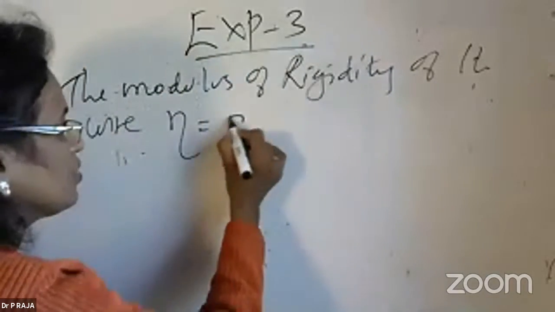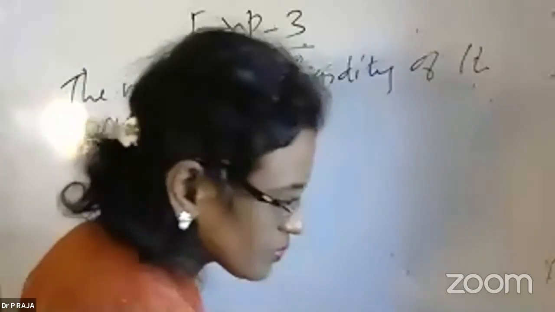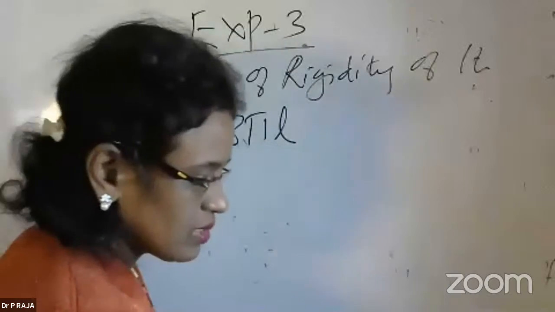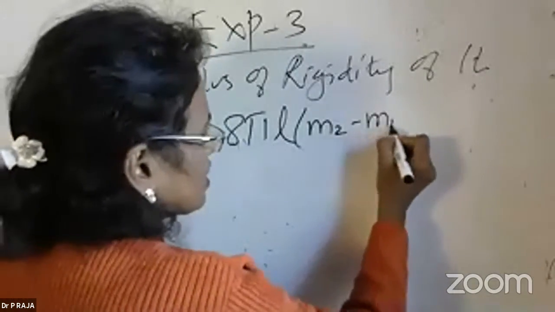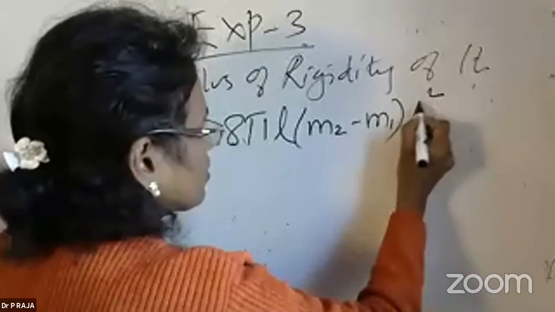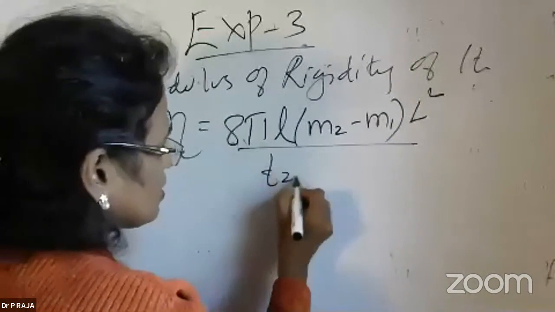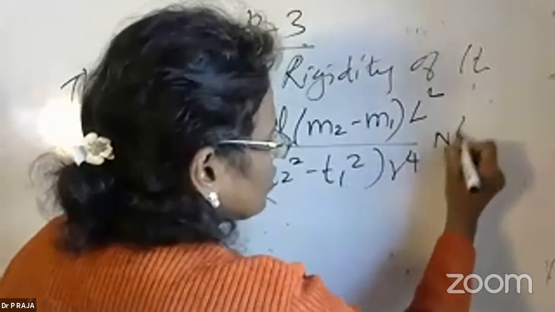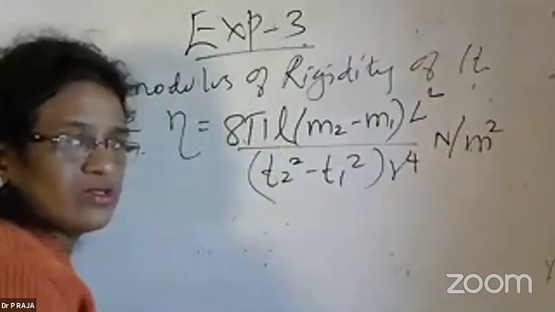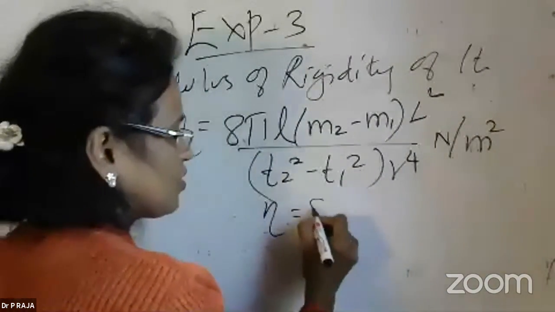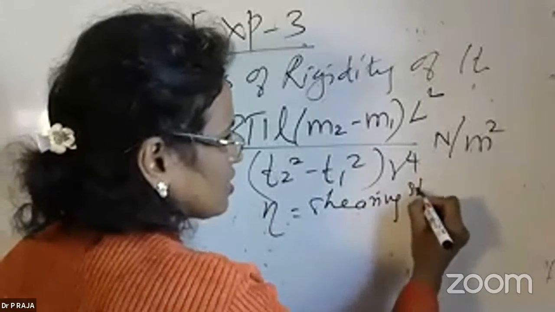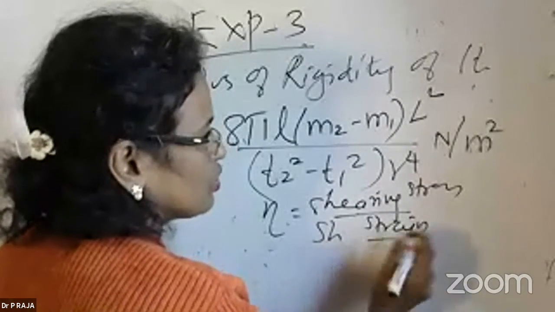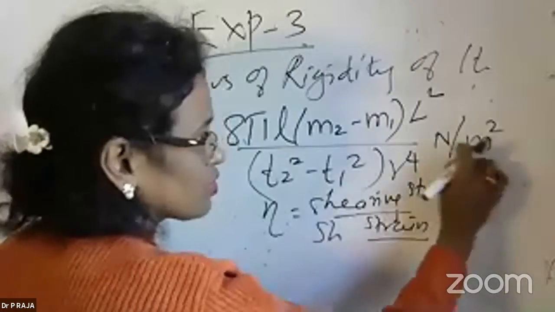Eta is equal to 8 pi l, M2 minus M1, into L square, divided by T2 square minus T1 square, into r to the power of 4. The unit of this is Newton per meter square. It is actually shearing stress by shearing strain, isn't it? And strain doesn't have a unit. Stress is force per unit area, so it is Newton per meter square.